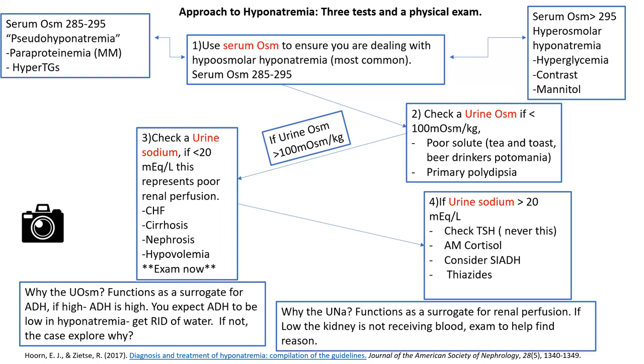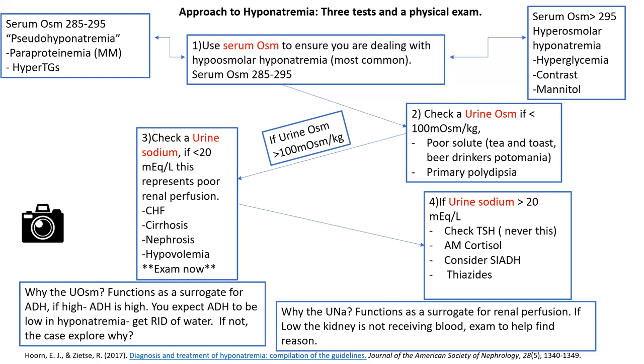No peripheral edema or distended neck veins, no crackles, no auscultation. Awesome. So can someone talk me through what they think is going on here? Back table, you guys want to take it? So their serum osms are low. Perfect. So they've got some sort of hyponatremia. So they've got hypoosmolar hyponatremia, right? Cool. And their urine osms are very high, which means their ADH is high.